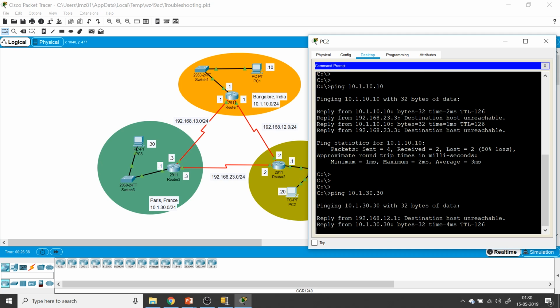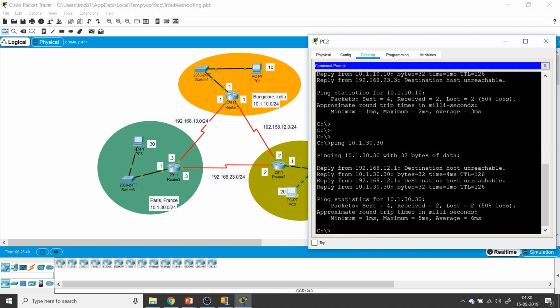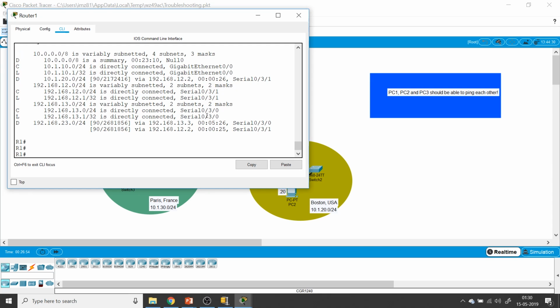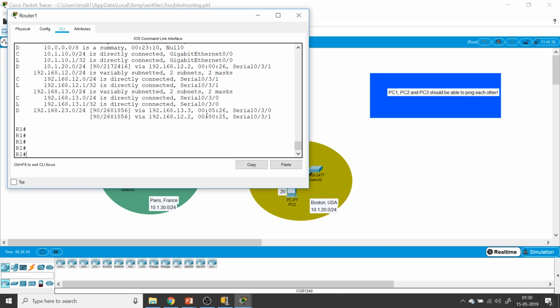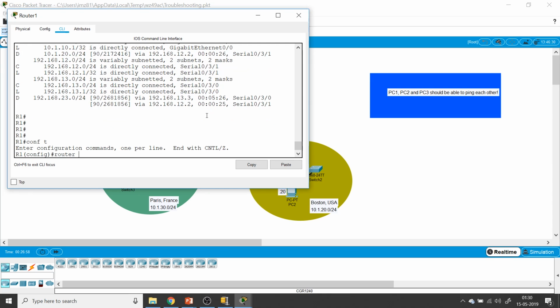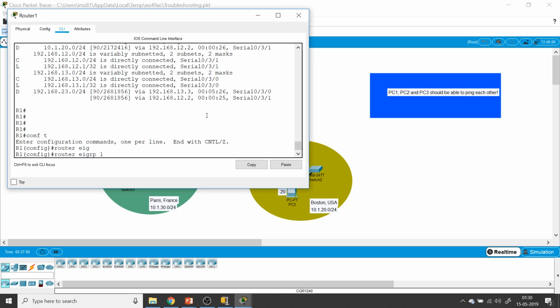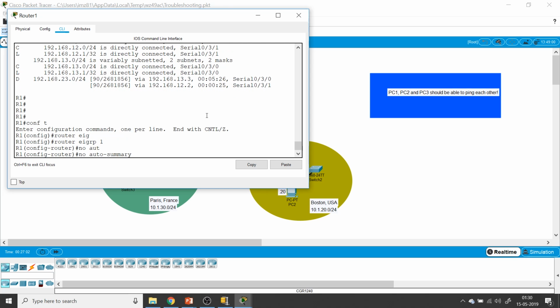So if you try 30.30, it's going to ping once, and it's going to be destination host unreachable. So that's the interesting bit. And yes, in this case, auto summary is creating trouble for us. So let's go back here and remove our auto summary. Let's go here, configure terminal, router EIGRP 1, no auto summary.